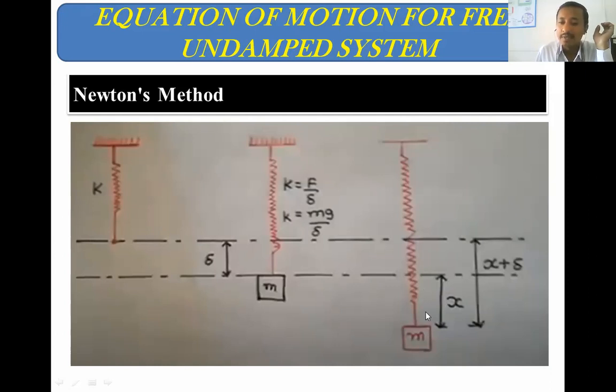So let us say its amplitude, its displacement, is x. It is called the amplitude of vibration. Okay, so the total deflection of the spring is x plus delta when it is vibrating. So this is a simple spring mass system, and considering it, we are going to form the equation of motion.